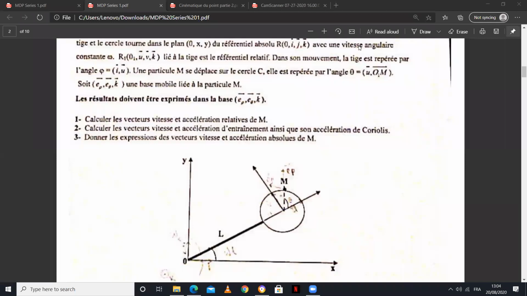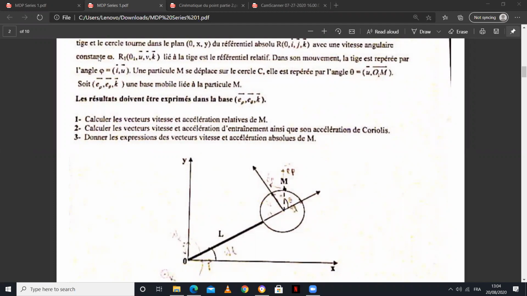So when they tell you une vitesse angulaire constante, take note of this. Your vitesse angulaire is constant because we'll be deriving a lot. So you need to know what's constant, what's varying, what's mobile, what's fixed, and all that stuff. And we have R1, O1, U, V, K lié à la tige. La tige est le référentiel relatif dans son mouvement.